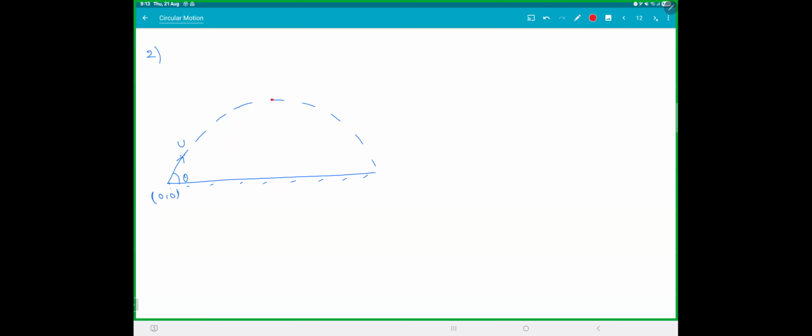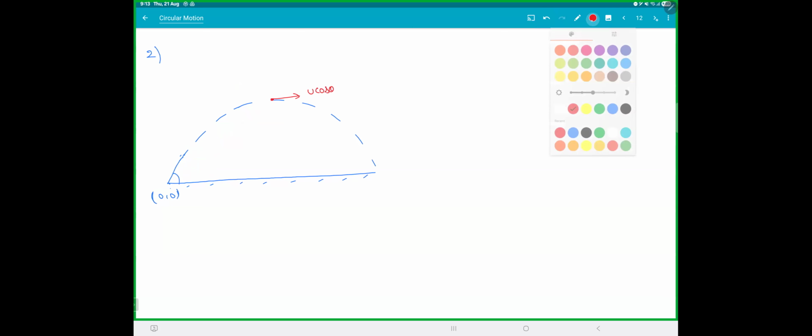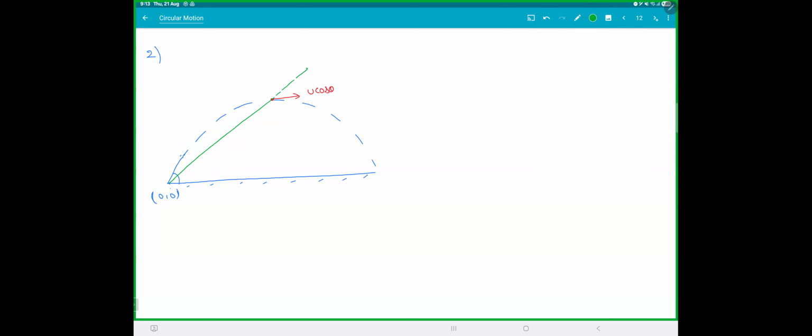So at the highest point, the particle's speed is u cos theta. So from here to here, this is your r bar. This angle be alpha, this angle be alpha. Then this component will be u cos theta cos alpha. That will be your radial velocity. This will be u cos theta sine alpha. That is your v tangential, basically the velocity perpendicular to r bar.